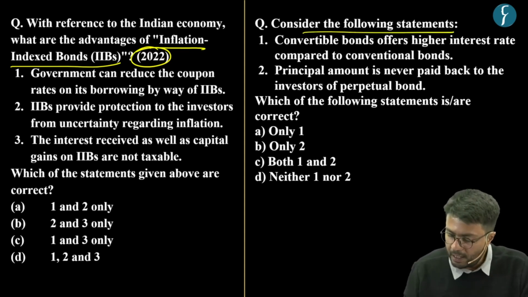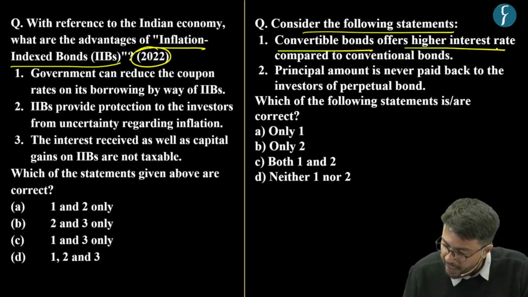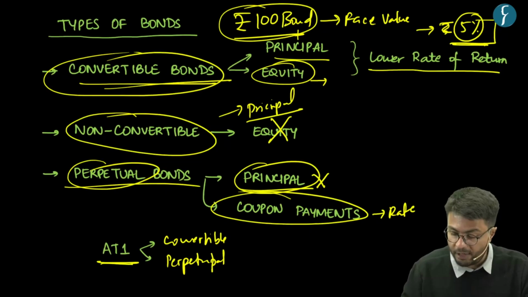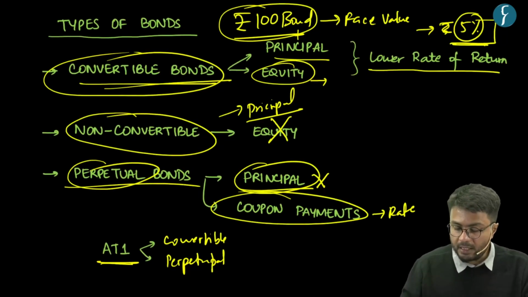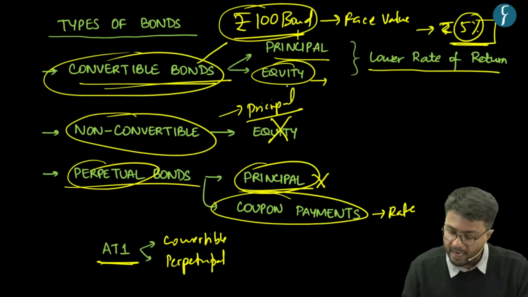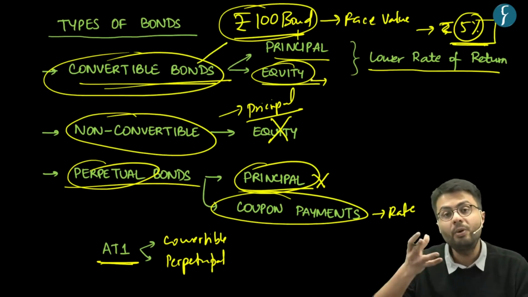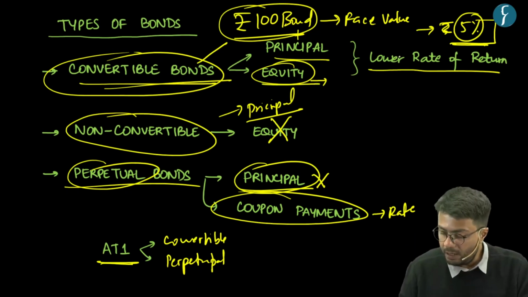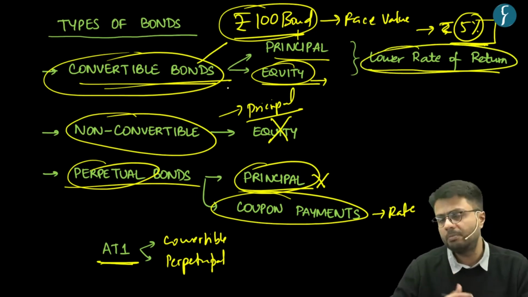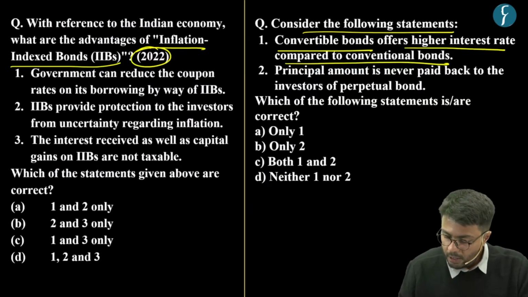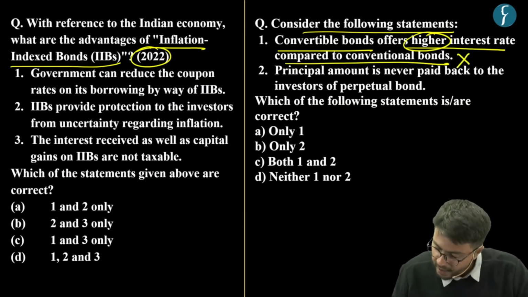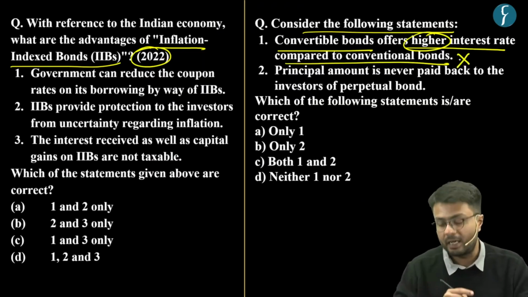The first statement: convertible bonds offer a higher interest rate as compared to conventional bonds. Now, as I've already told, these convertible bonds come with the attraction that bondholders can convert these bonds into equity. Hence, these bonds offer a somewhat lower rate of return when you compare them with other bonds. Hence, the first statement, which suggests a higher rate of interest, is incorrect.